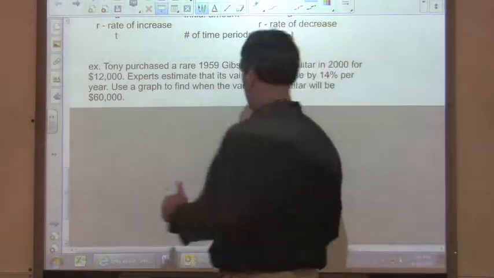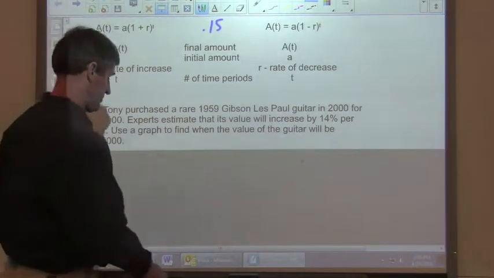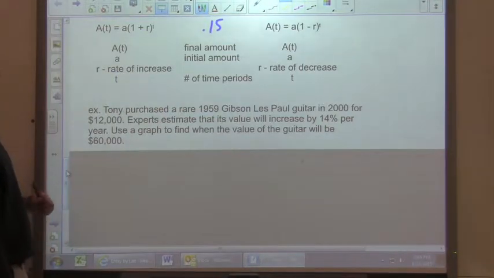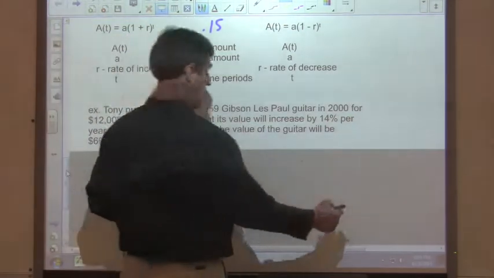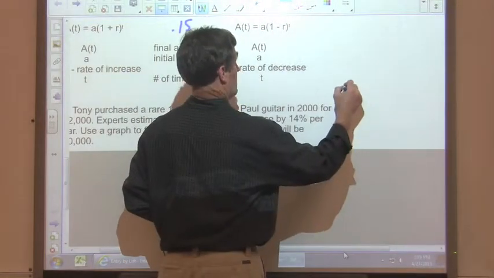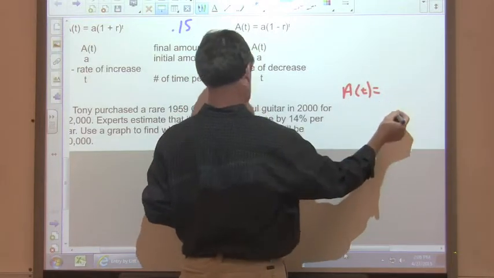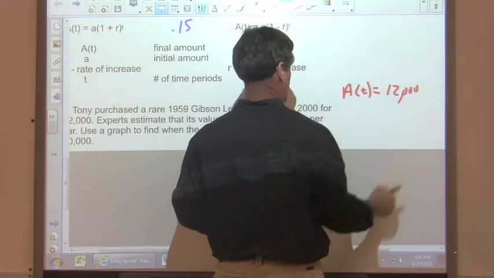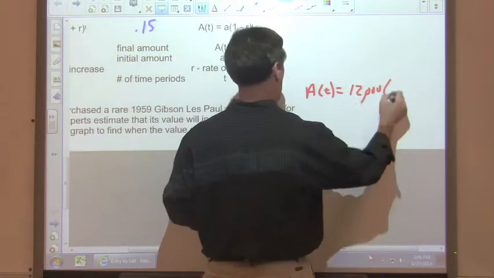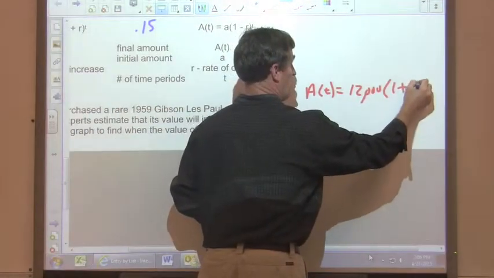Okay? So in this case, we're working with a growth equation. So we're going to use this formula. If you look at our values here, our final amount's what we're trying to find. Our A is our initial amount, and so we paid $12,000 for that. So we've got our A of t equals the initial amount, which is $12,000, times 1 plus our increase, which is 14% per year, so 0.14.